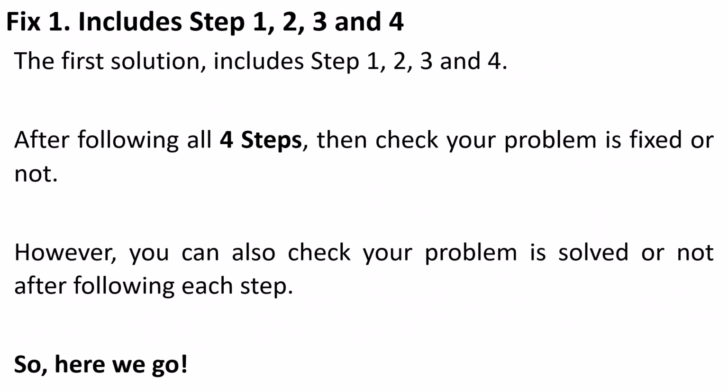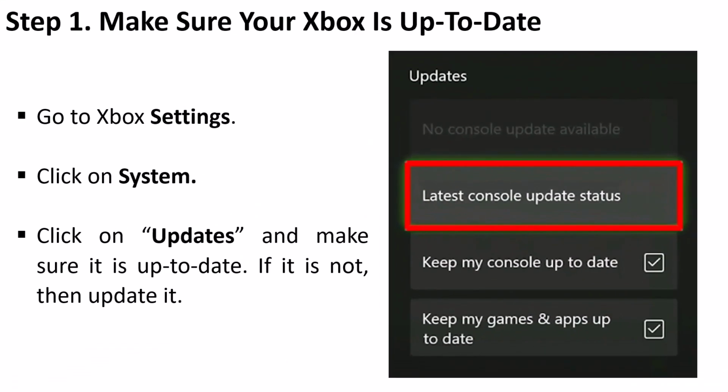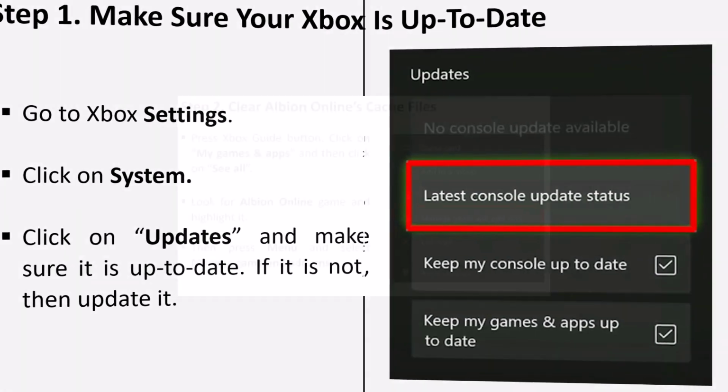Now the first fix includes step 1, 2, 3 and 4. After following all the 4 steps, you can check if your problem is fixed or not. However, you can also check if your problem is solved after following each step. So here we go. First step is to make sure your Xbox is up to date. Go to Xbox settings, click on system, click on updates and make sure it is up to date. If it is not, then update it.